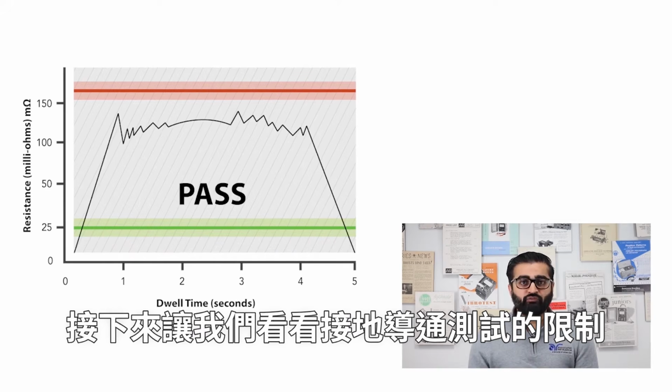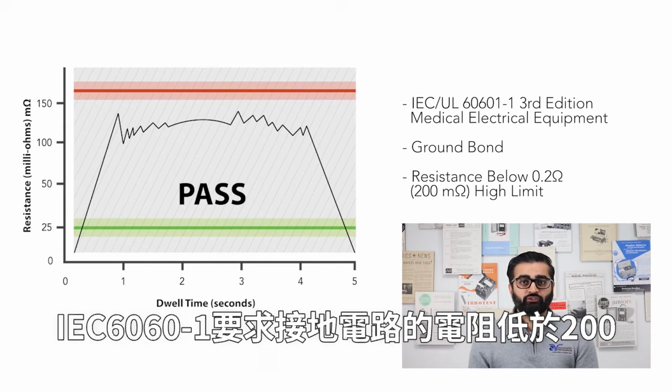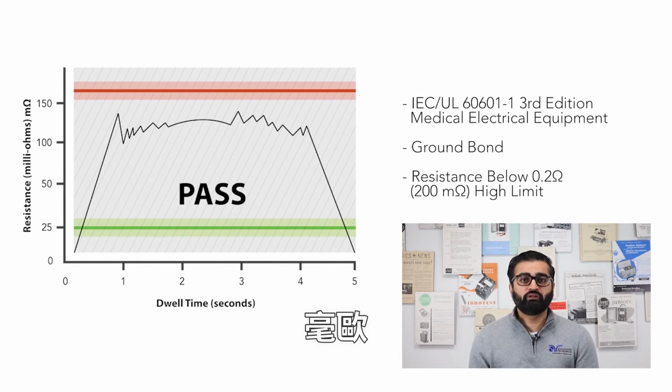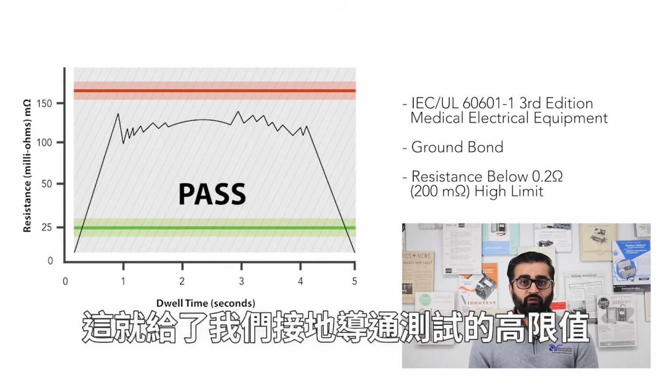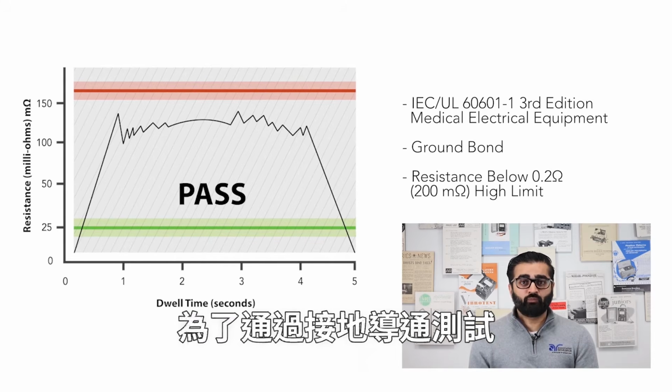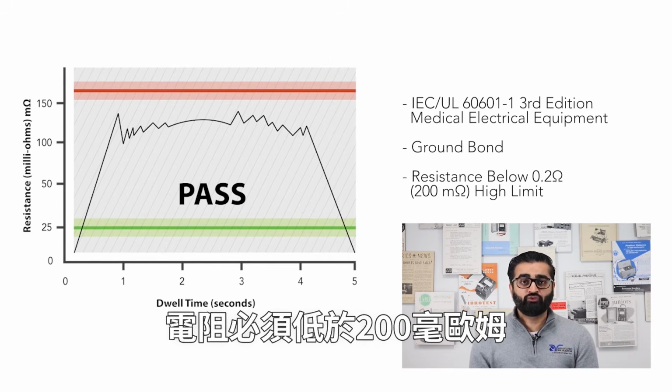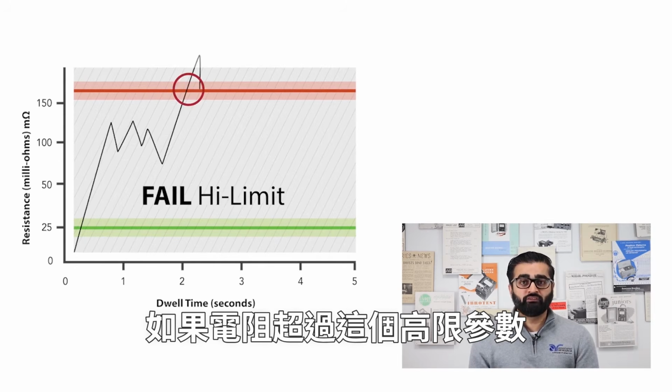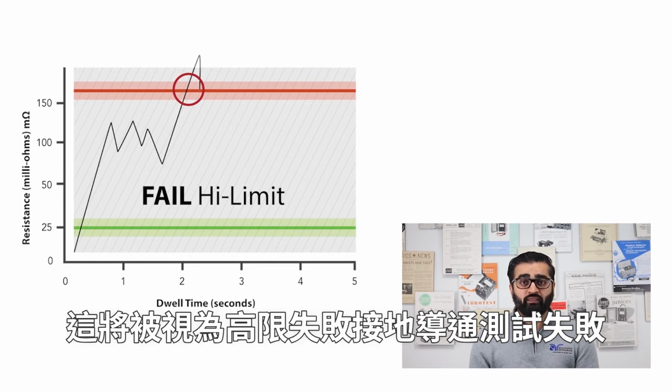Next, let's take a look at limits for the ground bond test. IEC 60601-1 requires that the resistance of the ground circuit be below 200 milliohms. This gives us our high limit for the ground bond test. In order to pass the ground bond test, the resistance has to be under 200 milliohms. If the resistance exceeds this high limit parameter, this is considered a high limit failure and the ground bond test has failed.